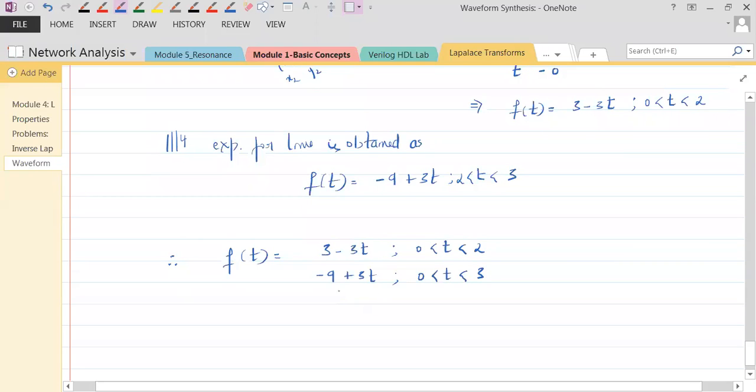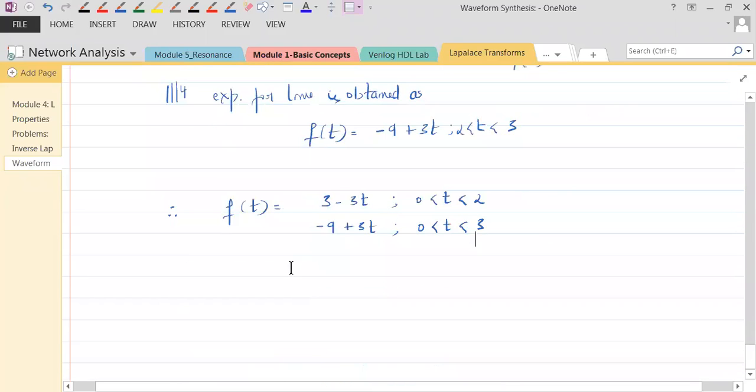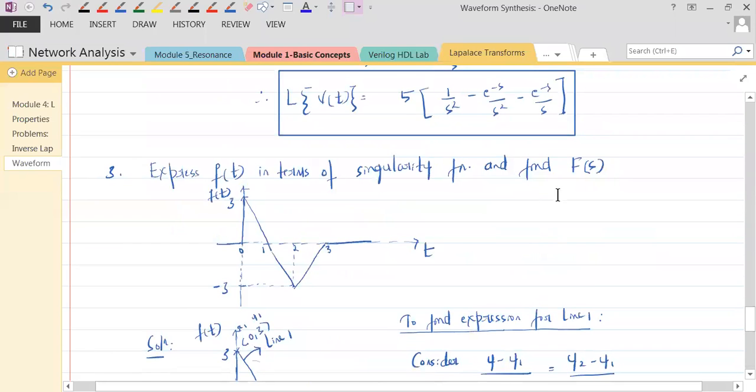Fine. And everywhere else, leaving these two ranges, what is f of t here? From minus infinity to 0 it is 0, and from 3 onwards it is 0. So we have to say that f of t is 0 elsewhere, or you can write otherwise. So this is the exercise one should do before getting into finding out the Laplace transform of f of t.